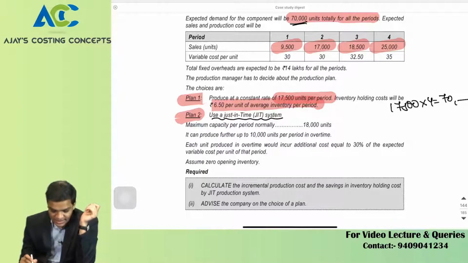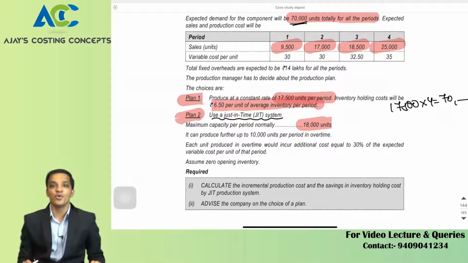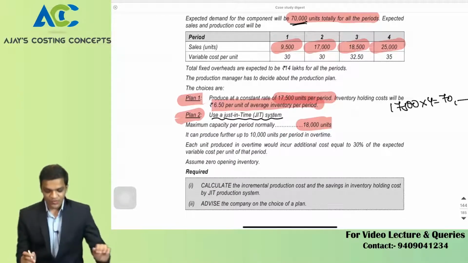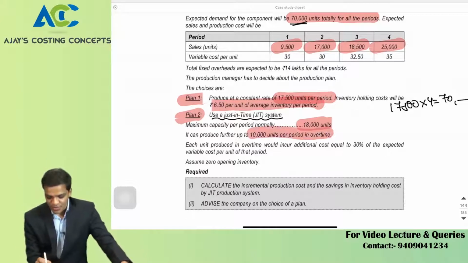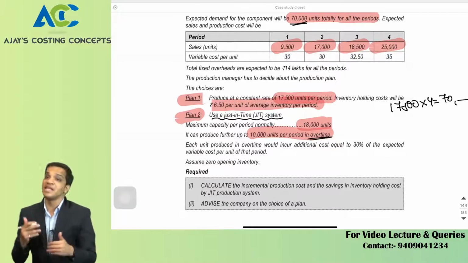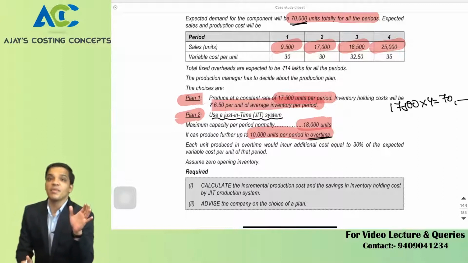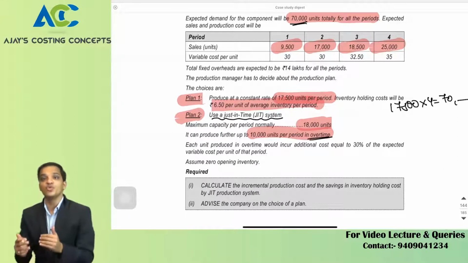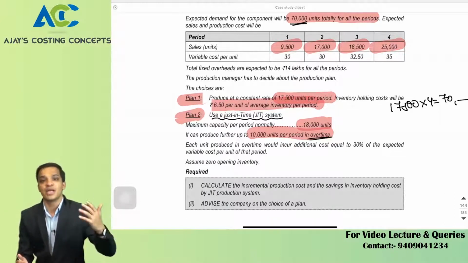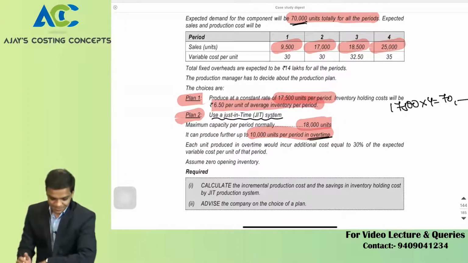How? Maximum capacity per period is normally 18,000 units, so you cannot produce more than 18,000 units per period, right? It can produce a further 10,000 units per period in overtime. Important: if you do overtime, you can produce 10,000 units additional. So basically, maximum capacity is 18,000 units, but with overtime you can reach 28,000 units.